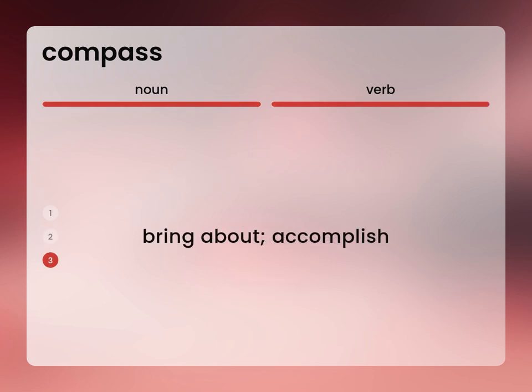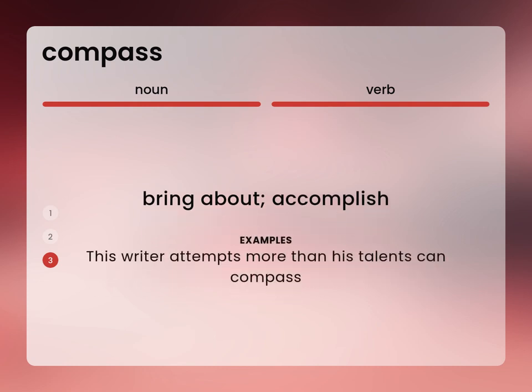Bring about. Accomplish. This writer attempts more than his talents can compass.